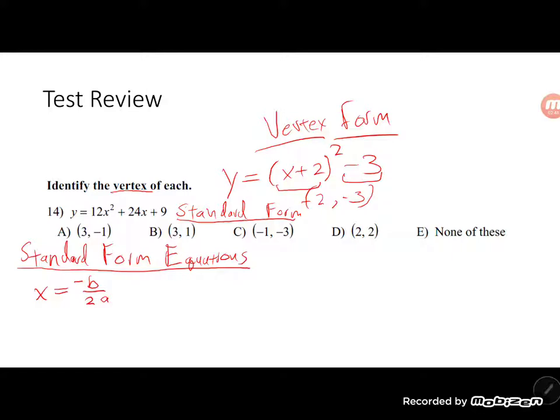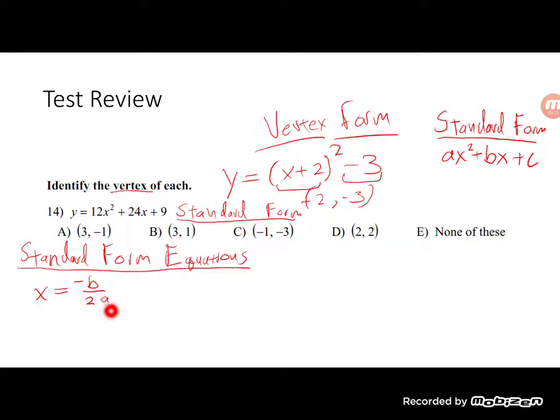Now, what are a and b? Well, those relate to the standard form. And I'll actually go ahead over here, I'll write standard form so you can see what standard form is going to look like, and you can associate the variables. So standard form is going to look like this, and our a is in front of our x squared, our b is in front of our x, and our c is the non-x term. So we would need a and b in order to use this equation.